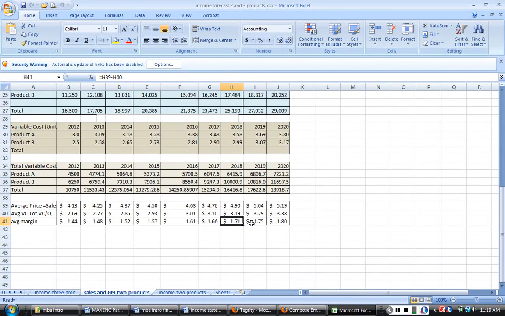You want the margin to grow because that means you have more money available that you can use later on to be able to pay for the other costs like your fixed costs, interest, and so on.